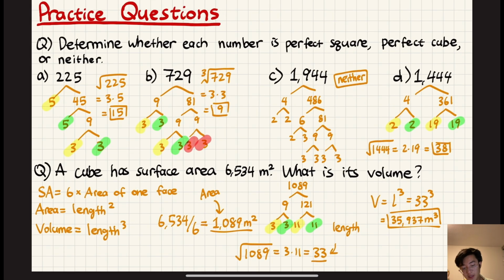This will be a word problem you can solve using what we learned today.